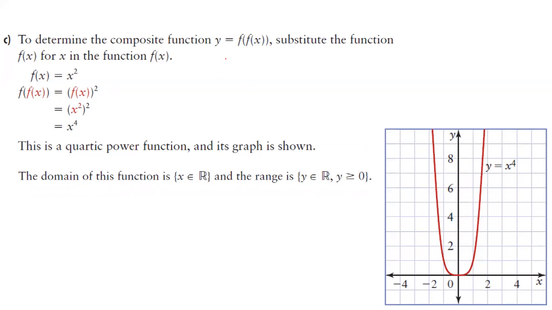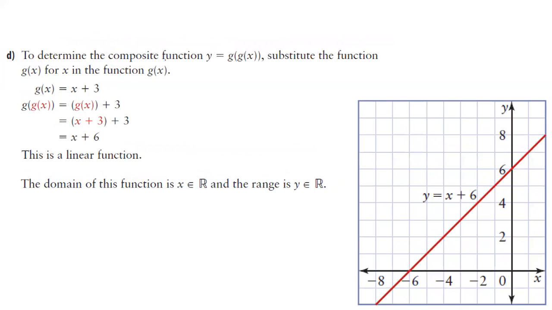Okay, to determine the composite function y equals f of f(x), substitute the function f(x) for x in the function f(x). f(x) equals x squared, right? So f of f(x) equals f(x) raised to the power of 2, which is x squared raised to the power of 2, which is x to the power of 4, right? This is a quartic power function, and its graph is shown on the right. Again, the domain is easily seen to be x belongs to the real number set, and the range is y belongs to the real number set and y is greater than or equal to 0, right?